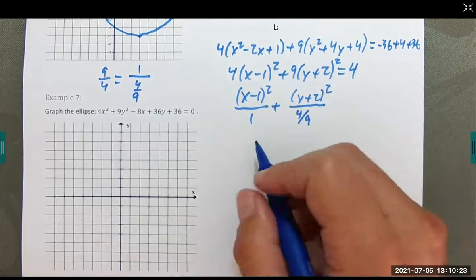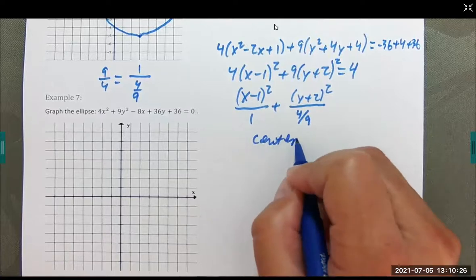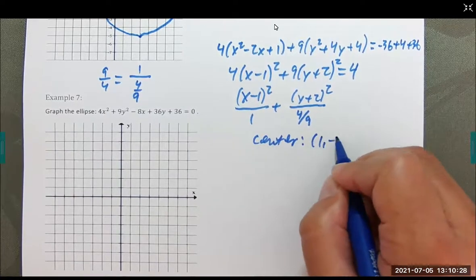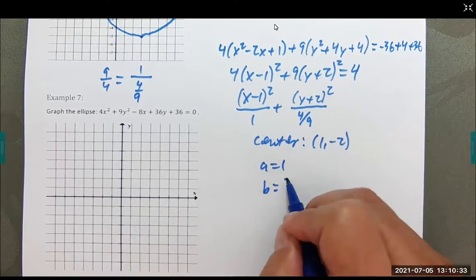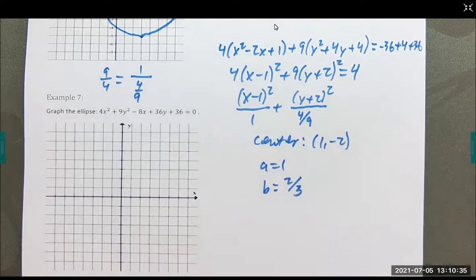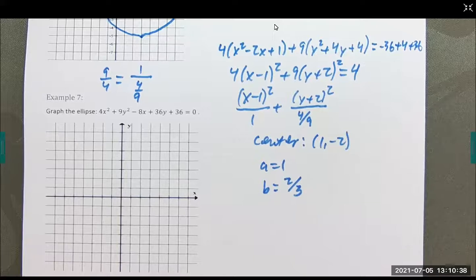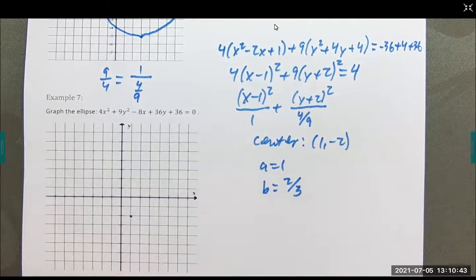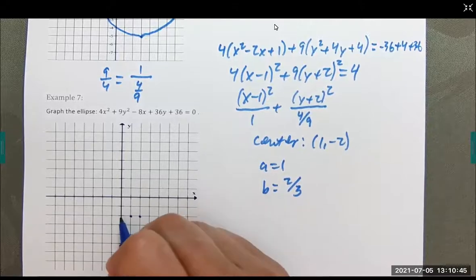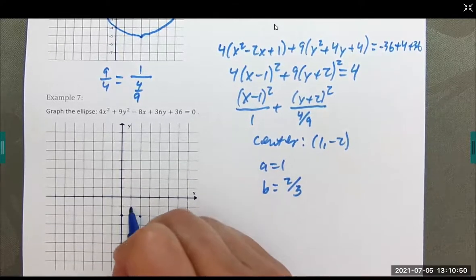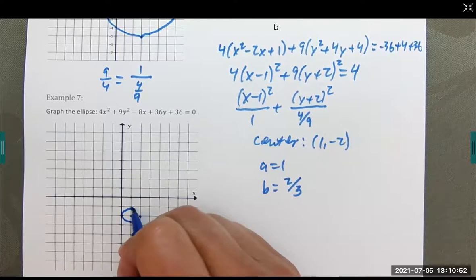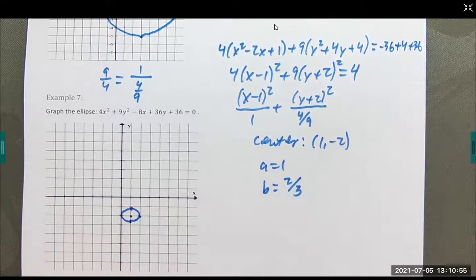Now this means that the center is at 1, -2. A is 1, B is 2/3, which is weird, but we'll do our best. All right, center is at 1, -2, 1, -2 down here. A is here, and B is 2/3 of the way, making our smallest ellipse ever. Cute little thing. I hope that helps.